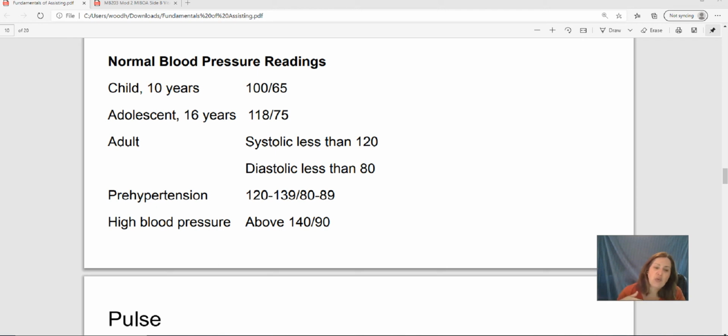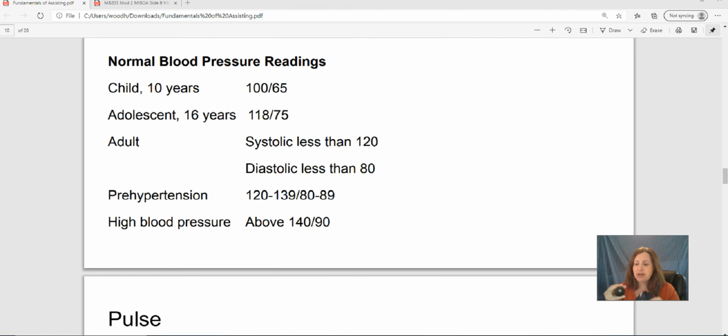But if I gave you one that's like 130/90, that's definitely not normal. 100/65, I didn't ask you, a child's normal, that would be too low. So you need to be able to recognize normal, pre-hypertension, and high blood pressure. You do not need to memorize your child or adolescent ones.